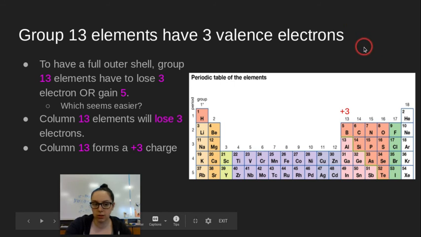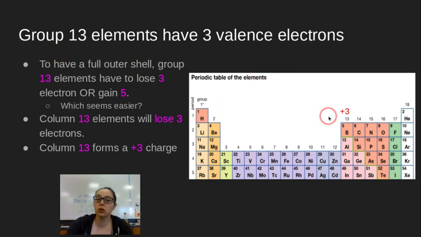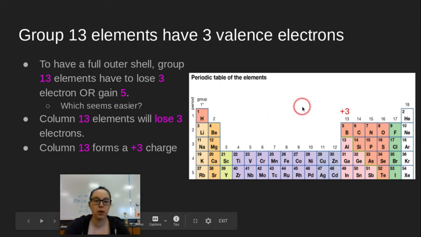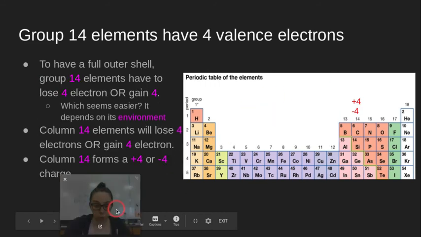3 valence electrons. Okay? So if you have 3 valence electrons, you can either lose the 3 or gain 5 to make 8. Which one seems easier? Again, it's lose 3 because gaining 5 would take a lot of work. So column 13 forms a +3 charge. Right there. Now, group 14 is weird.